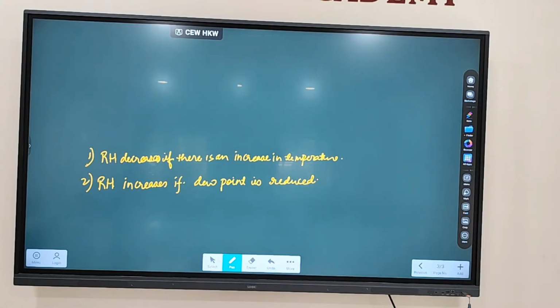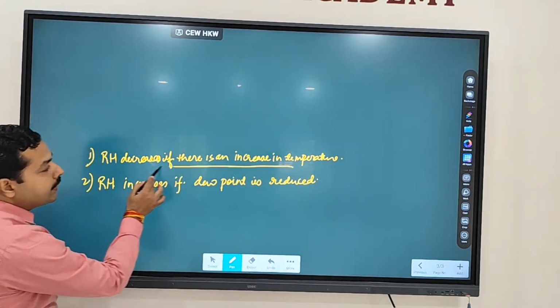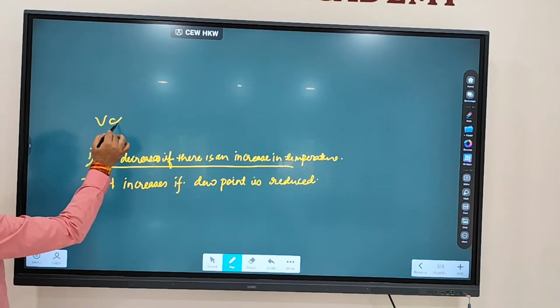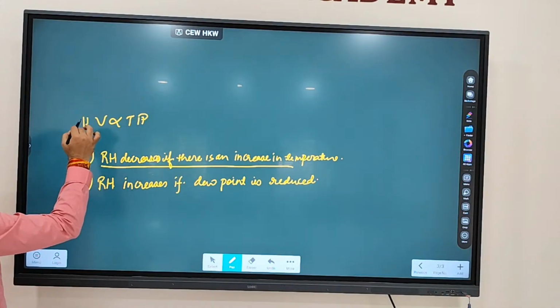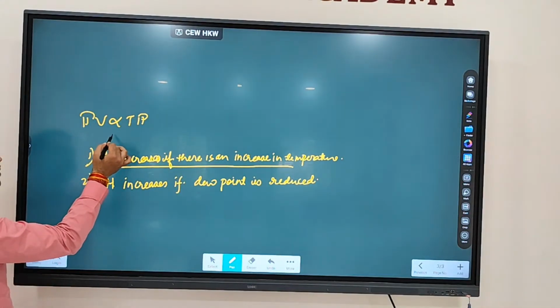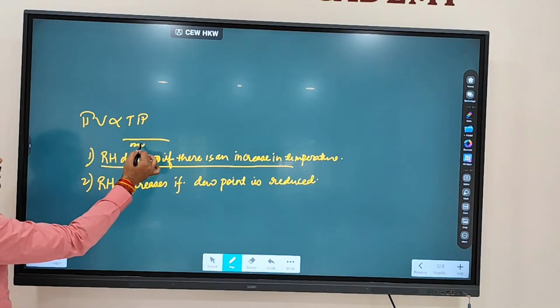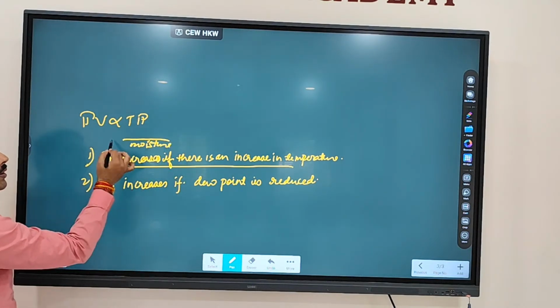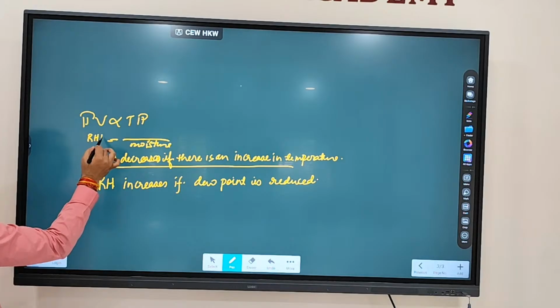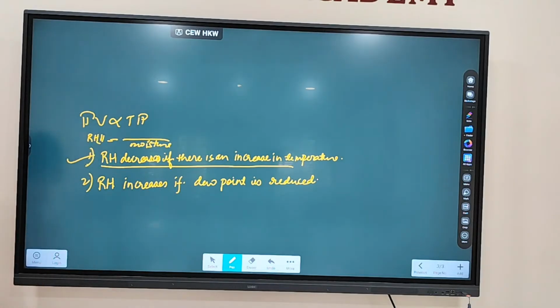So relative humidity decreases if there is an increase in temperature. We discussed, as you increase the temperature, what will happen to volume? It will increase. Volume increases means moisture holding capacity increases. When moisture holding capacity increases, what will happen to relative humidity? It is going to decrease. So yes, this point is correct.